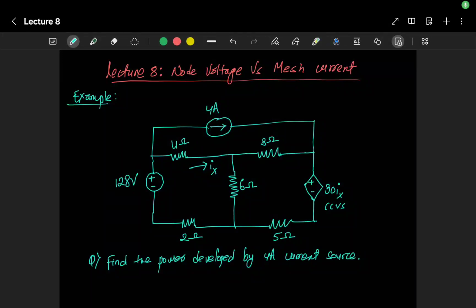Welcome to another lecture on electrical circuits 1. Today we'll be doing a comparison between the node voltage method and the mesh current method on solving an electrical problem.